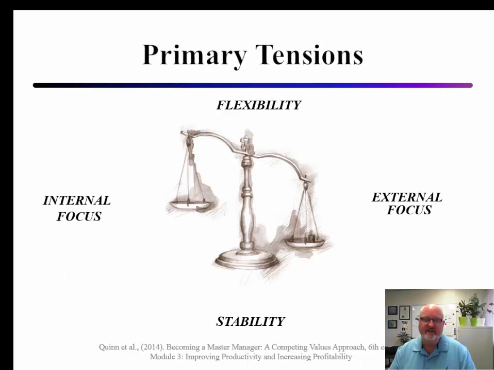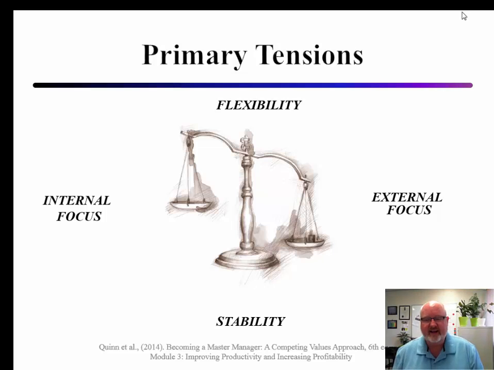The primary tensions, as we know, we have this way of looking at all of the models thus far and understanding flexibility and stability. Which one of those two is an option? Where would you be on that spectrum? And does it have an internal or external focus?